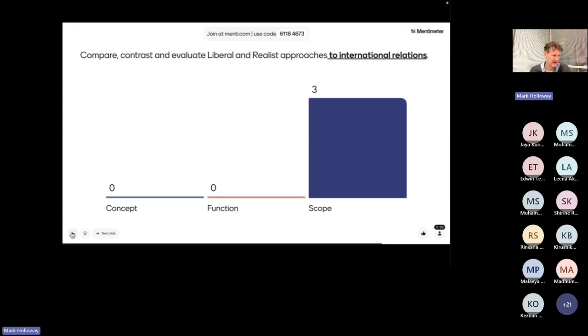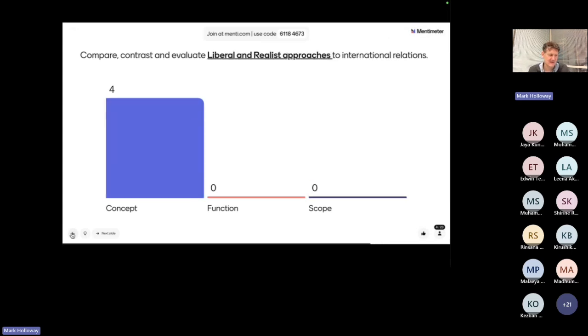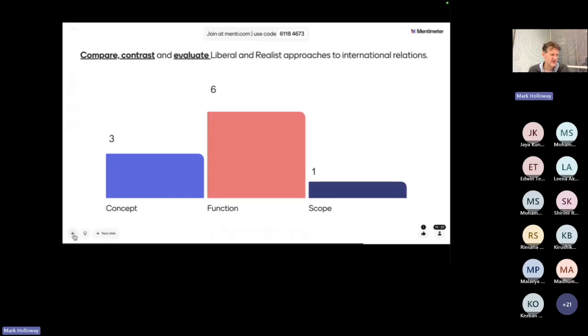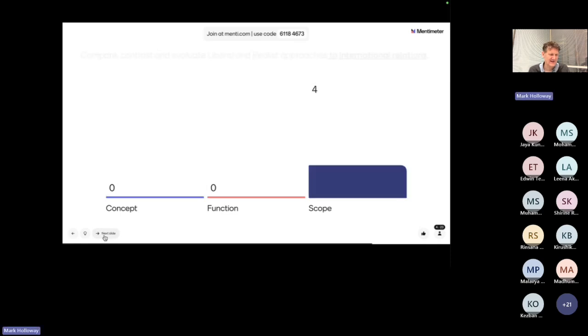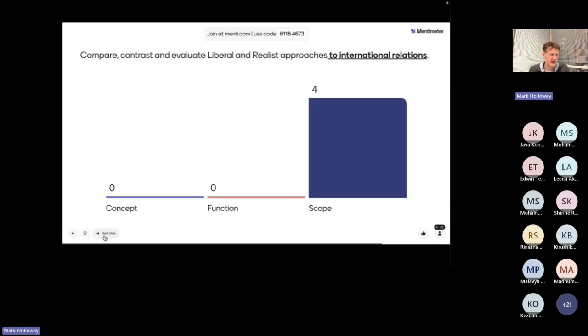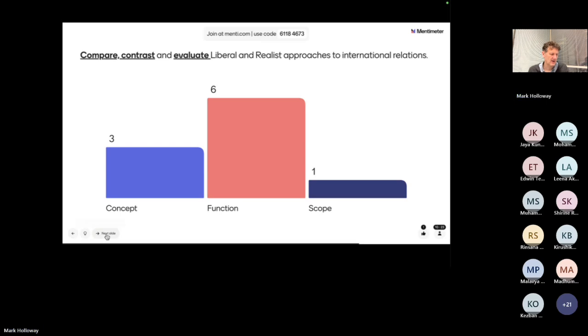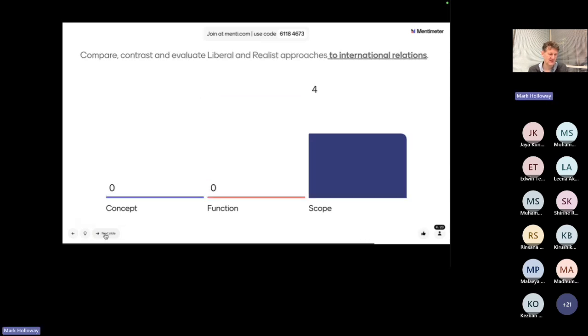So I'm going to quickly jump back to say, yes, liberal and realist approaches are the concept being tested by this assignment. So the person who set the assignment wants to see your ability to compare and contrast something, but also to evaluate. The thing that they want you to compare and contrast are liberal and realist approaches. And the scope of the essay, they only want you to write about approaches to international relations. They don't want you to write about something else. So great. So we've got function, concept, and scope.